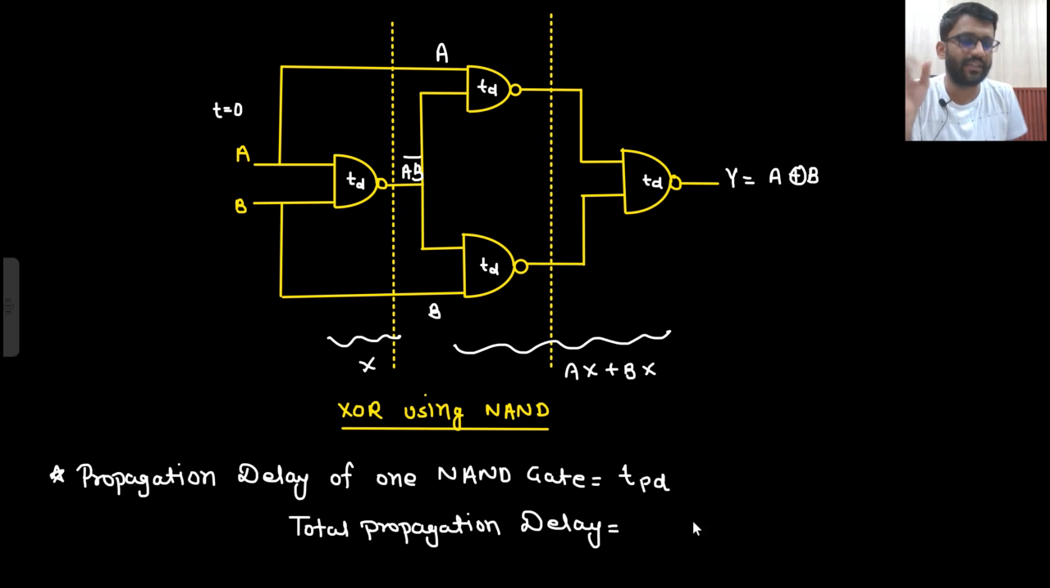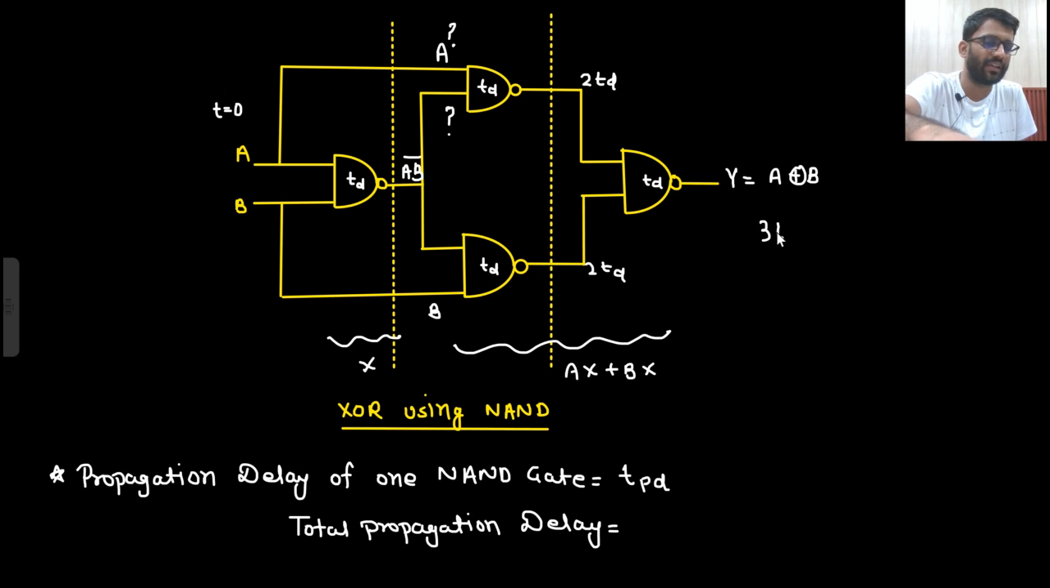TD plus TD plus TD. At t equals to 0 only, there will be some input here. This input will wait for this because this input will come after TD time. So after TD plus TD, after 2 TD, you will have something here. And after 2 TD plus TD, that will be 3 TD. So after 3 TD time you will get your output.